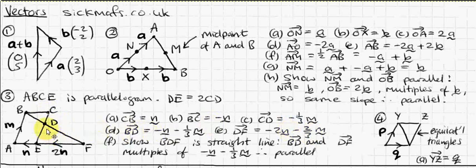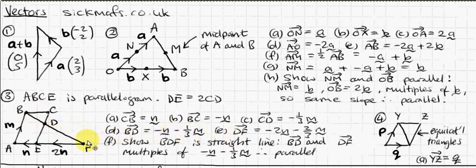B to D. B to D is equal to that plus that. So that's minus N plus, what do we say? That was minus 1/3 M. Okay, so minus N plus minus 1/3 M, or just simply minus N minus 1/3 M.